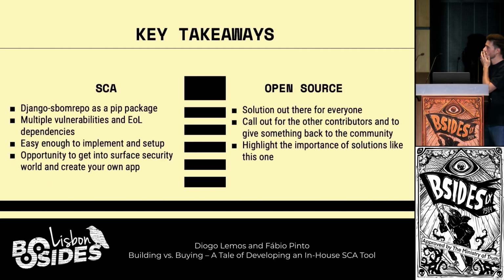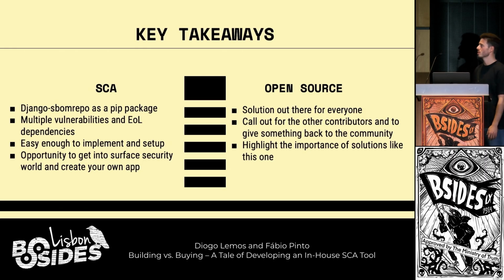So, some key takeaways. The Django SVM repo is a pip package. You can just do pip install and you install the Django SVM repo into your application. And once you install the SCA bit, you will be able to resync multiple vulnerabilities and end-of-life versions. And, well, it might be biased, but I think the tool is easy enough to go to GitHub to understand and to implement and set up to your own needs.